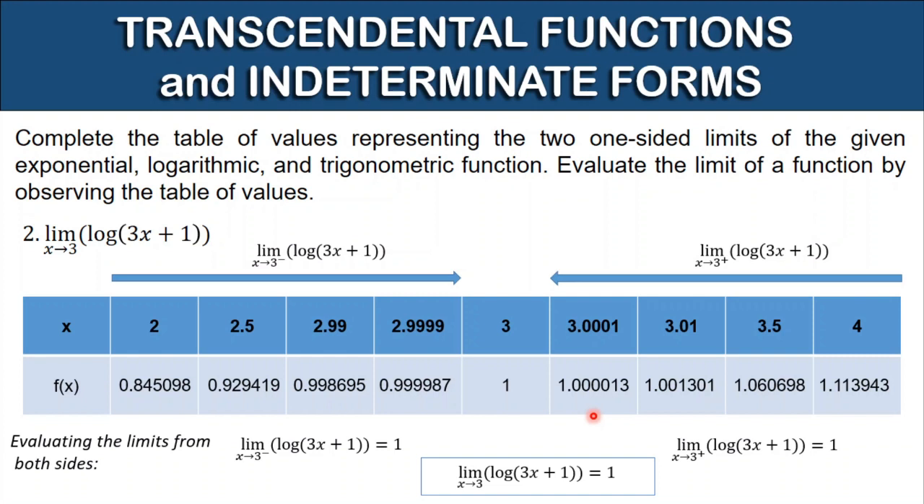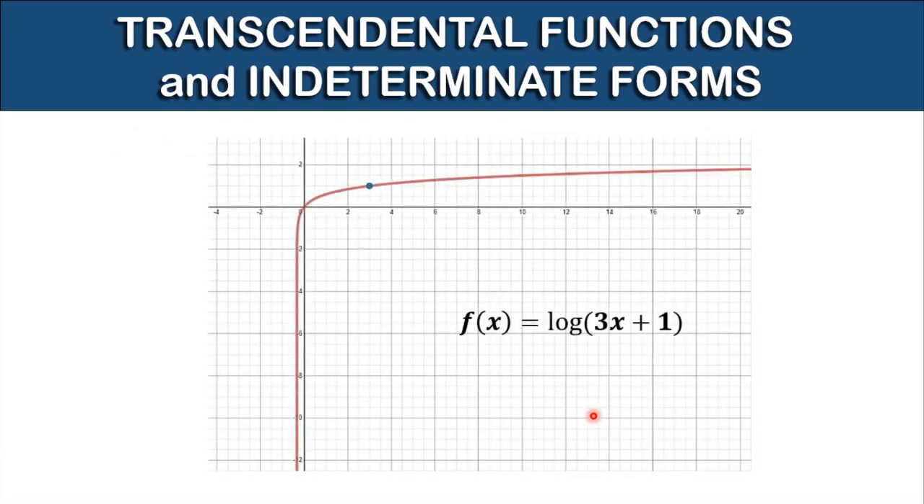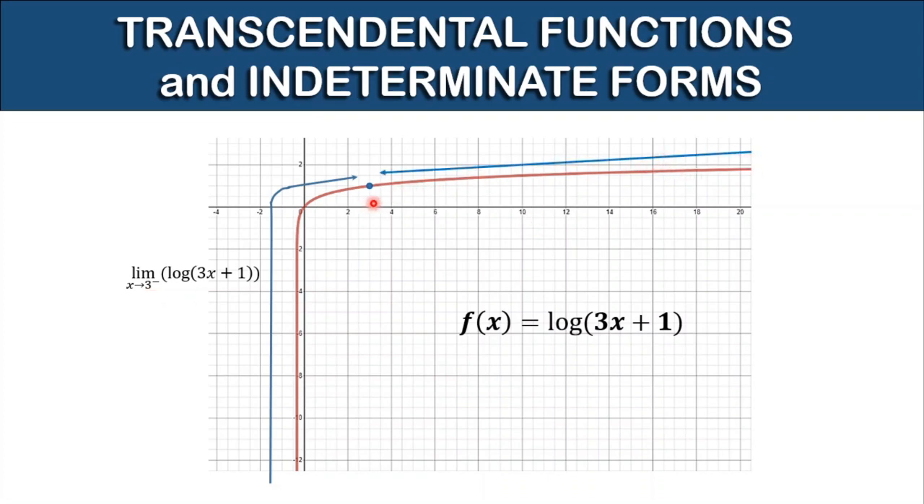And by looking at the graph of our function, here it is. F of x is equal to logarithm of 3x plus 1. So this is basically with a base of 10. This part is from the left. That is the limit of the logarithm of 3x plus 1 as x approaches 3 from the left side. And from the right side, here it is. So they are approaching a specific number, which is 1. So as x approaches 3 from left and from right side, the value of our function is approaching 1.